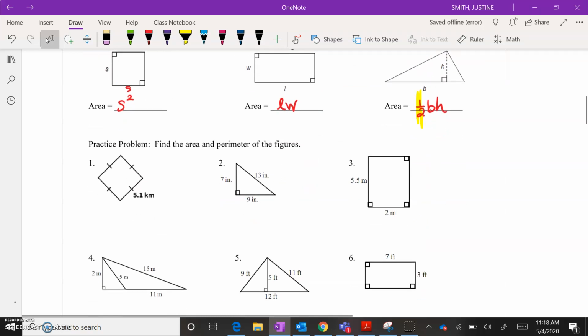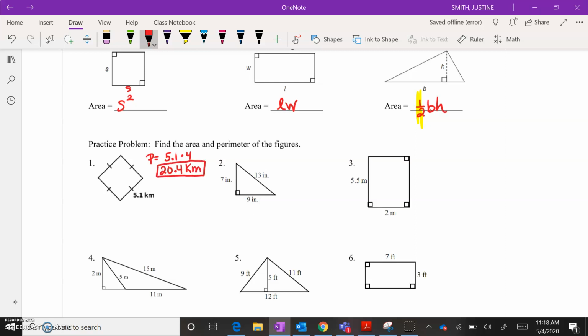If we look at this first problem, we're finding the area and the perimeter of each figure. For the perimeter, we'll start with this one. It's a square, and we know that because of the tick marks, so all the sides are the same. We're going to do 5.1 times 4, which gives us 20.4. And we're going to put the units, and for perimeter it's just units because you're just adding up all the sides.